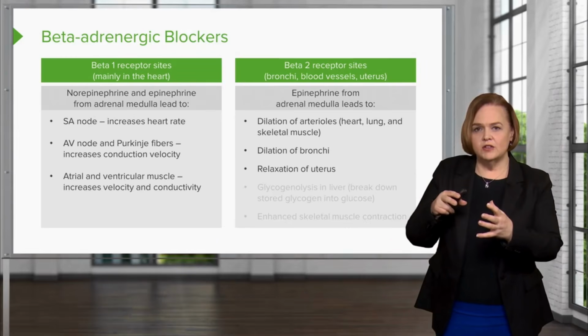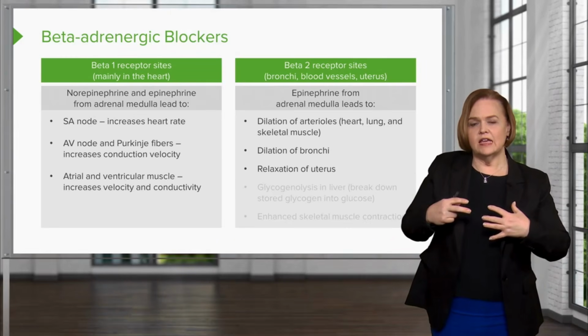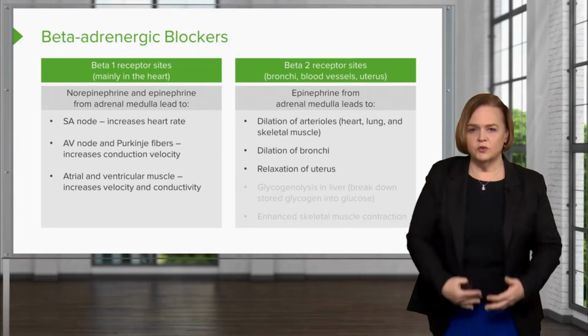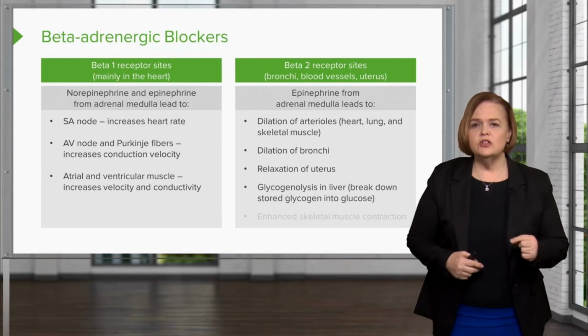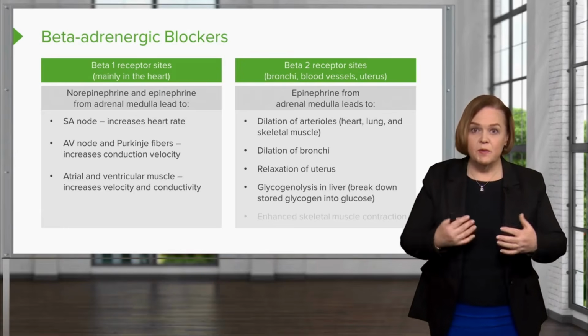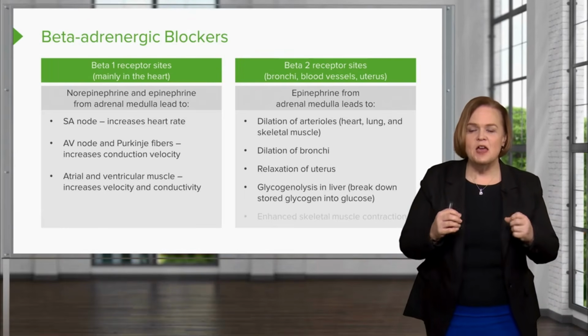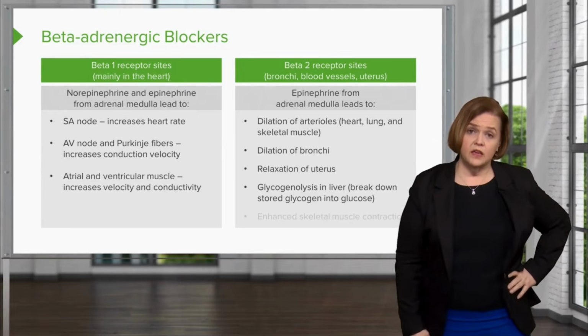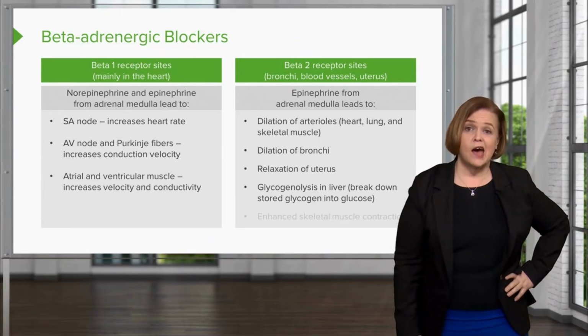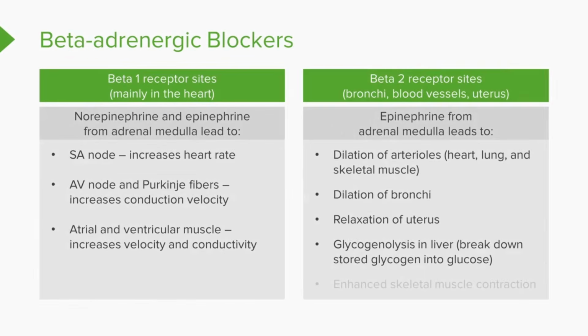Arterioles, they dilate. Bronchi dilate because I need more oxygen. My uterus relaxes because I don't want to drop a kid. And then glycogenolysis in the liver. See, the body is so amazing. It picks up that you need more energy, right? Because if I'm going to run, I need a lot more energy. So glycogenolysis is your body's way of breaking out that stored glycogen into glucose.